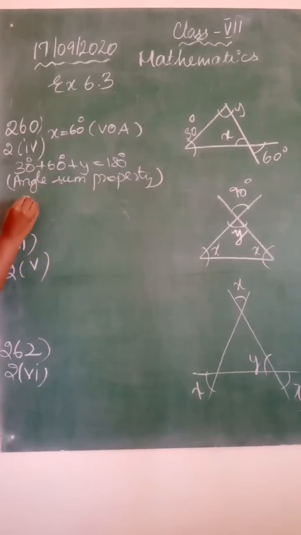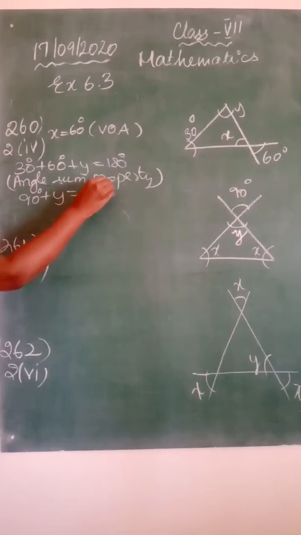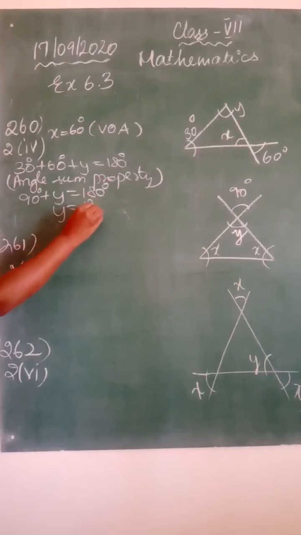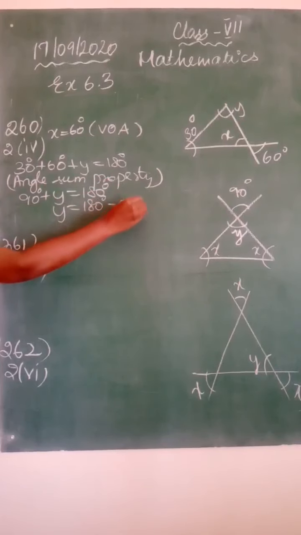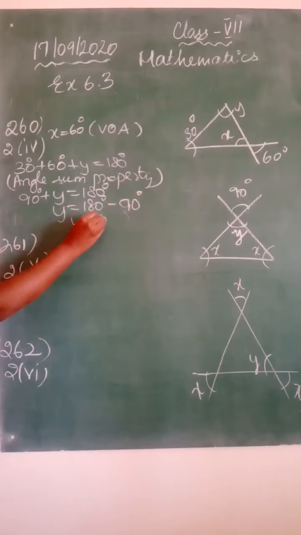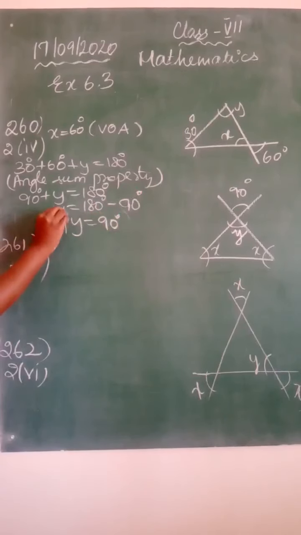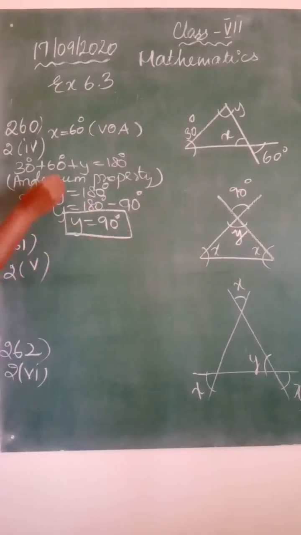Next you have 30 plus 60 as 90 degrees plus y equal to 180 degrees. So y is equal to 180 degrees minus 90 degrees, and that is simply y is equal to 90 degrees. Understood? So now we have found out the value of x also, y also. So x is 60 degrees and y is 90 degrees.